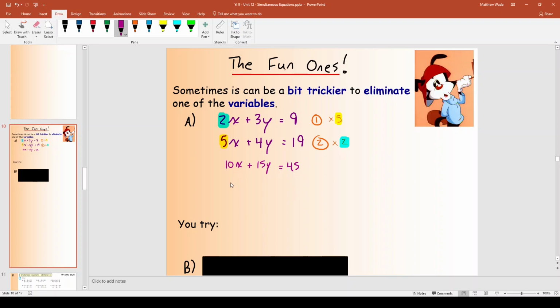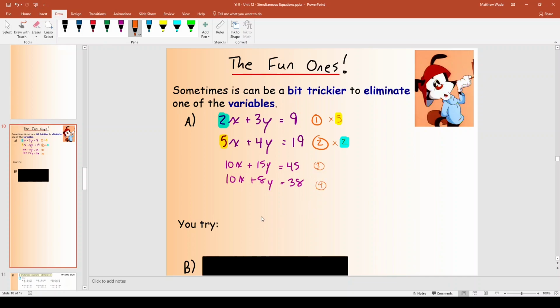Now 2, though, when you times it by 2, 5x times 2 is going to be 10x plus 8y, and 2 times 19 is 38. So our nice small equations in 1 and 2 have become these monstrosities in 3 and 4.